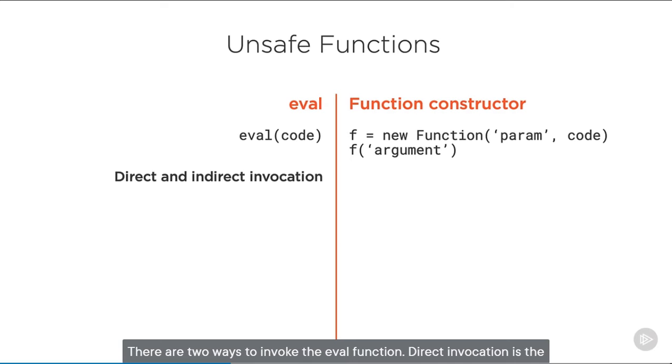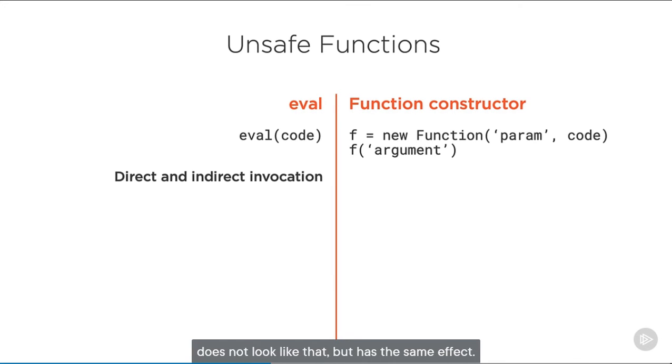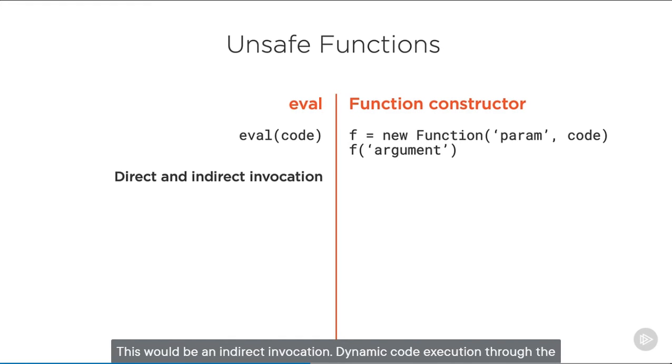There are two ways to invoke the eval function. Direct invocation is the simplest form shown on this slide. Indirect invocation is any other form that does not look like that, but has the same effect. For example, we could create a variable to be an alias of the eval function and call that alias. This would be an indirect invocation.